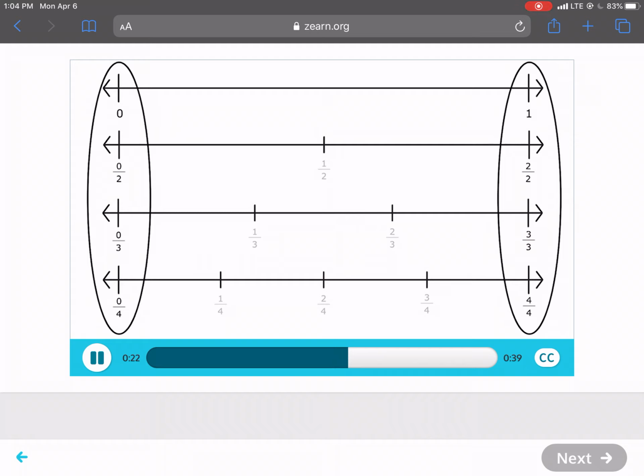For all of the fractions at 1, the top number is the same as the bottom number. 1 whole is the same as 2 halves, 3 thirds, and 4 fourths. This makes sense too, because the total number of parts equals the number of units.